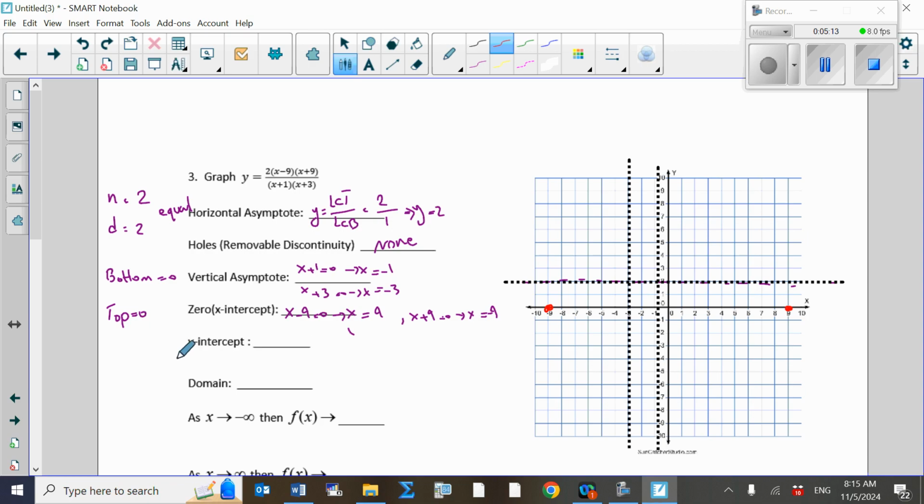What is the y-intercept? You need to set the x equal to 0 for the y-intercept. So on this function, wherever I have x, I plug in 0 for that.